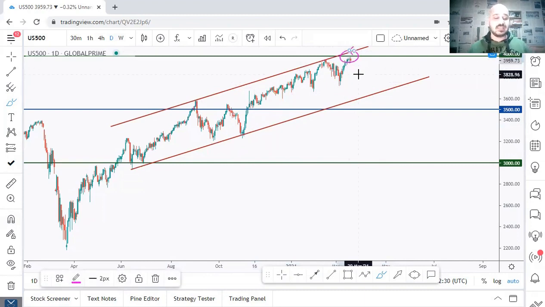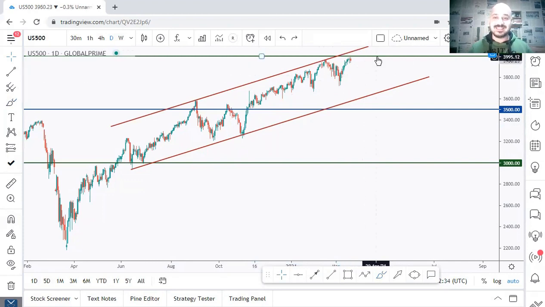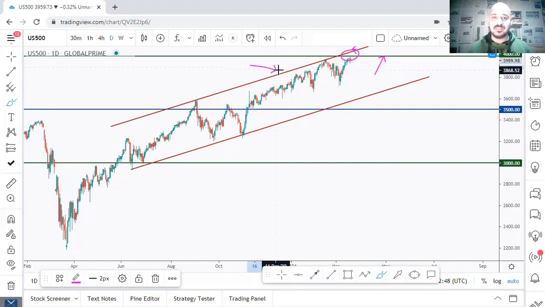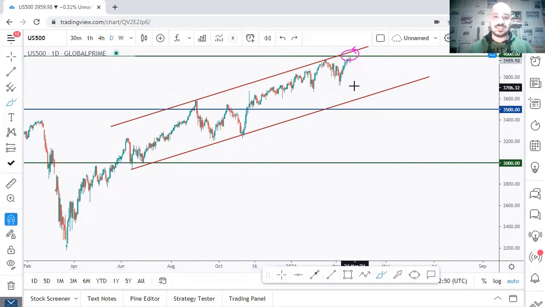And the reason why it's a very strong area is that not only do we have the 4K, now we also have the intersection of this non-horizontal trend line. So this is a very strong area to look for sell setups, because as I mentioned, it's the intersection of the 4K and the non-horizontal brown trend line. So now we know what to look for in the recent price action.